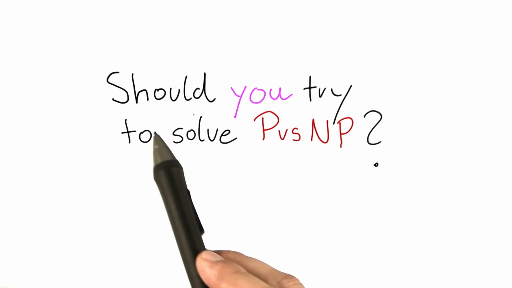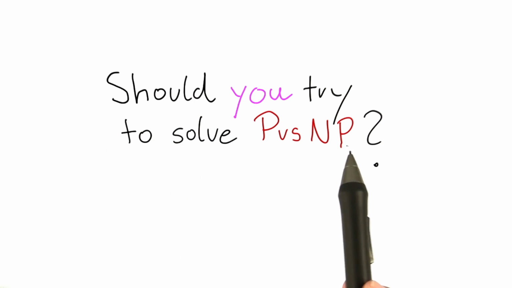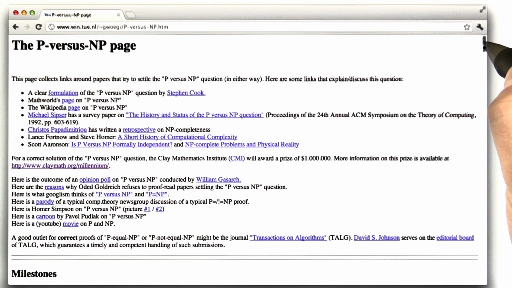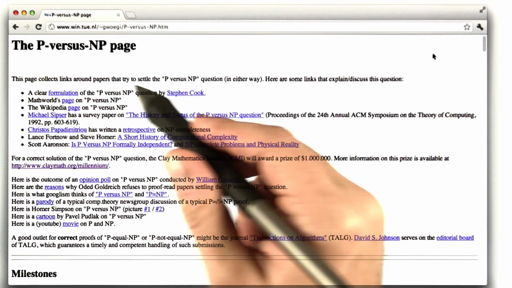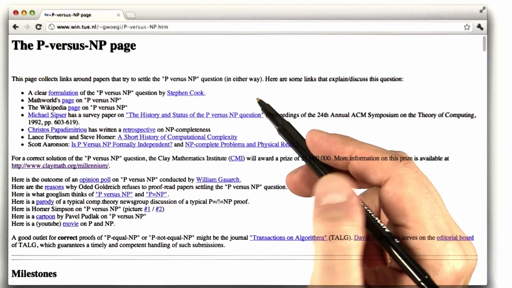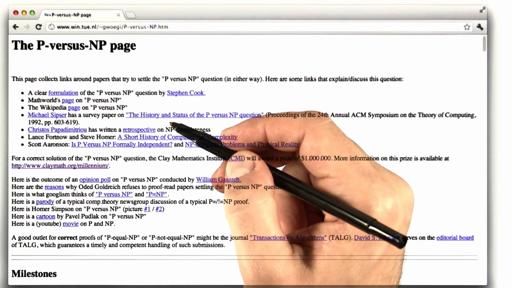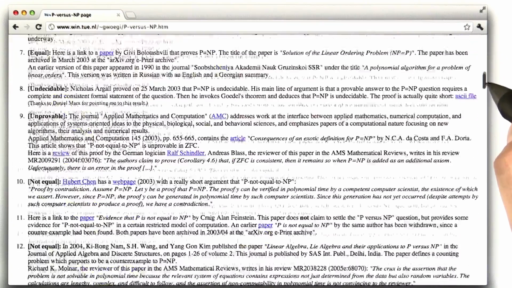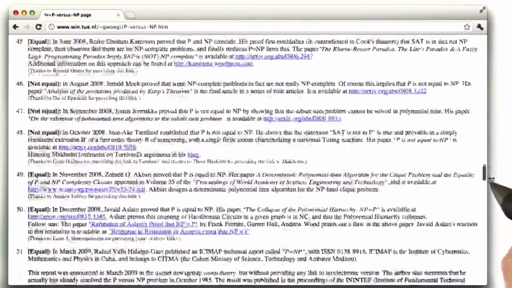Now, the question, of course, is, should you try to solve P versus NP? There's a webpage called the P versus NP page. And that page lists a lot of the attempts that have been made to settle the P versus NP question. The list which you find on this webpage, as you can see, is very, very, very long.